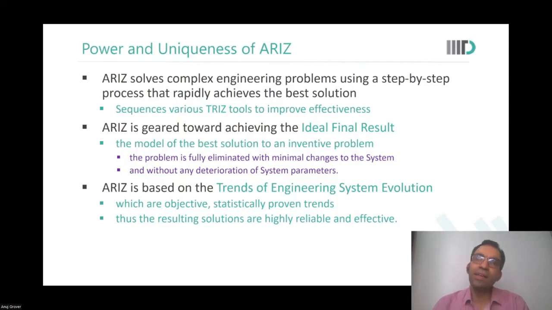So ideally, whatever the problem is, in an ideal scenario, the problem should get solved and you should not be doing anything to the system. The system should solve the problem all by itself. The problem should get solved and no extra cost should be incurred. That is the way an ideal solution would come into picture. It is also based on trends of engineering systems evolution that we discussed in the last class, which we know are objective trends and statistical trends. Since they are statistically relevant, the solutions are usually effective and reliable.